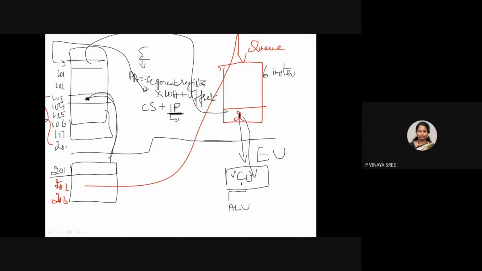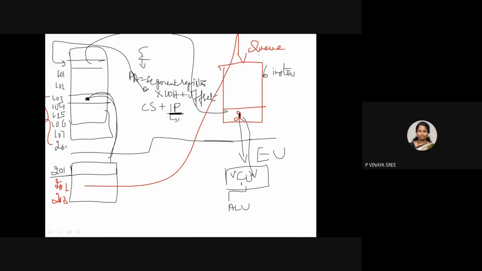When will the queue be cleared? When any branch or any subroutine function is encountered, the queue will be cleared, and it is filled with that branch instruction's address.